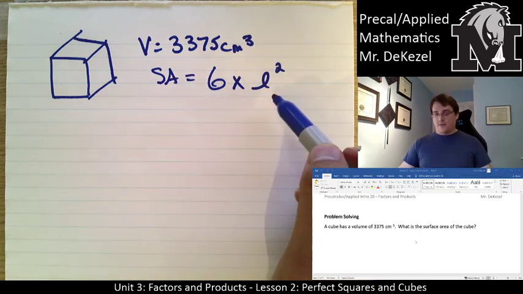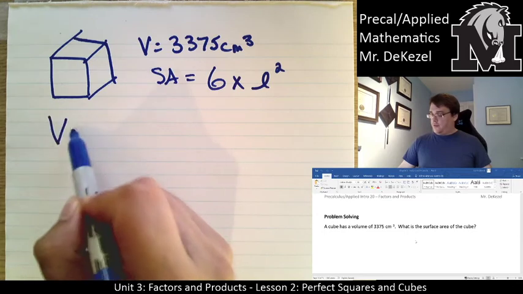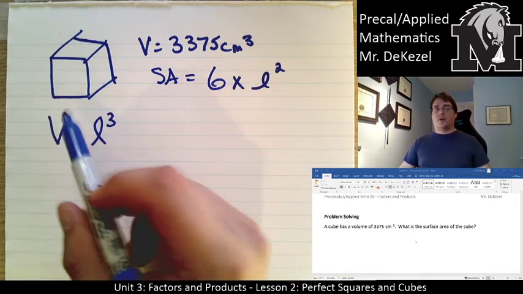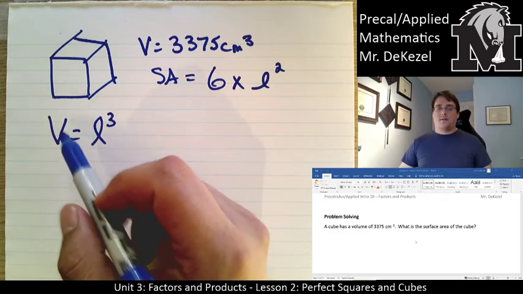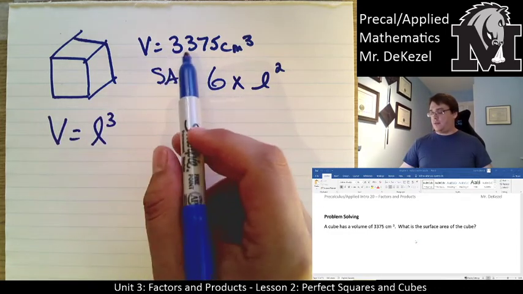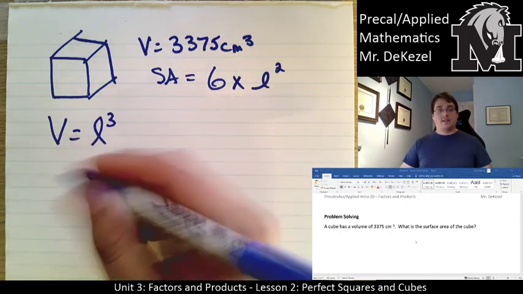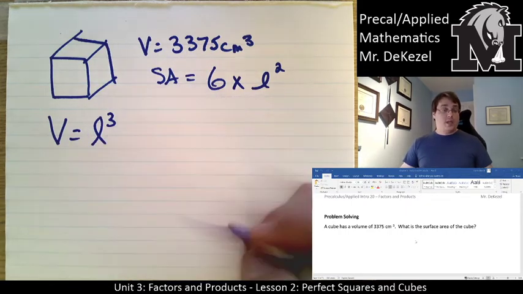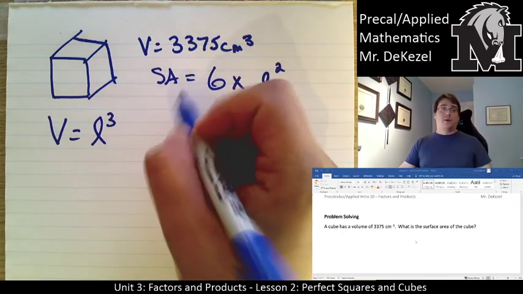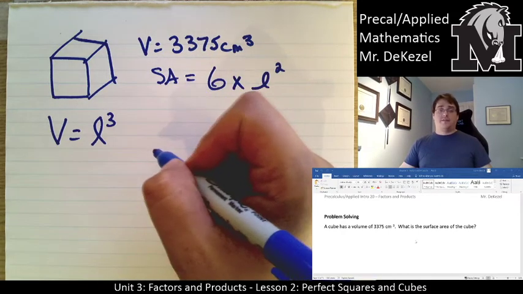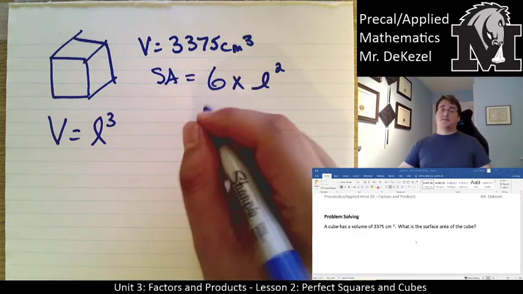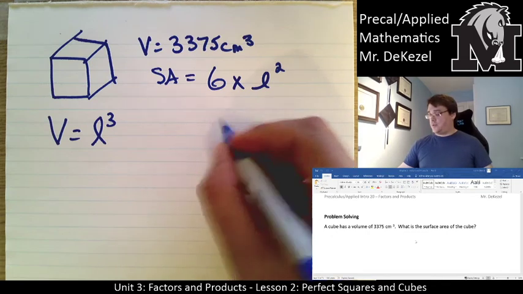So the only thing I need to know to find the surface area is the length, right? And I know that volume would be equal to the length cubed, right? If this is a cube, they're all the same length. What number would get us 3375 when it's cubed? We can use prime factorization of this number to find out what its perfect cube is, and then find out what our length is, right? Because our length is one of those cubes. Let's do this.